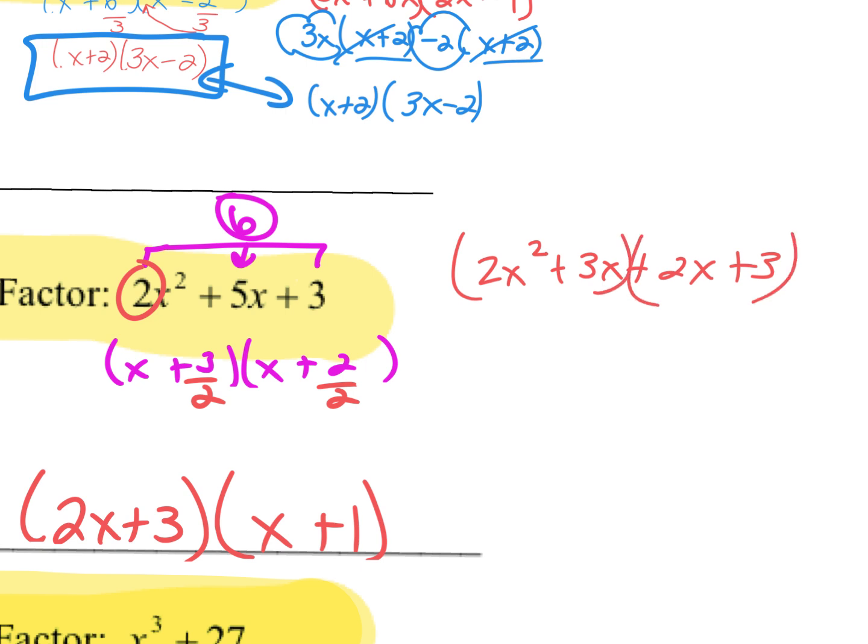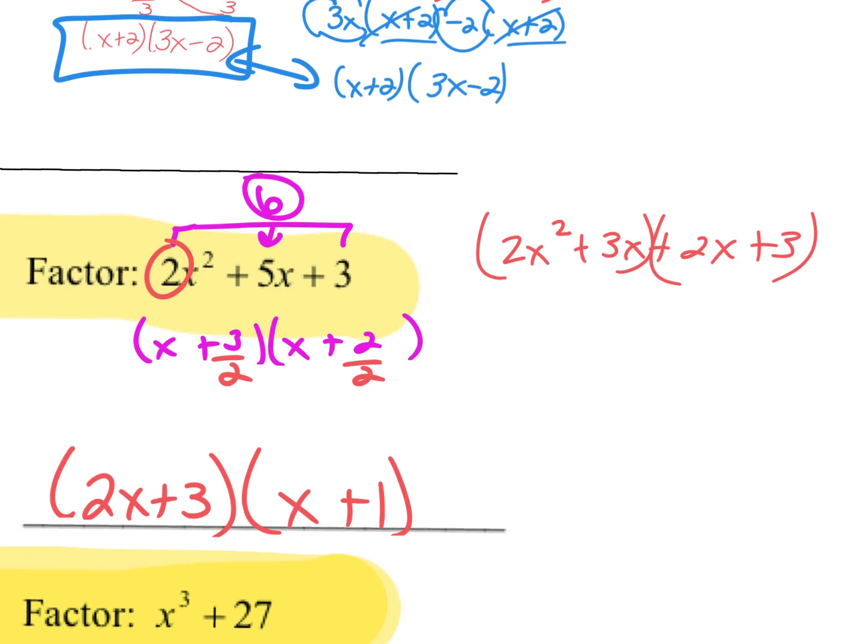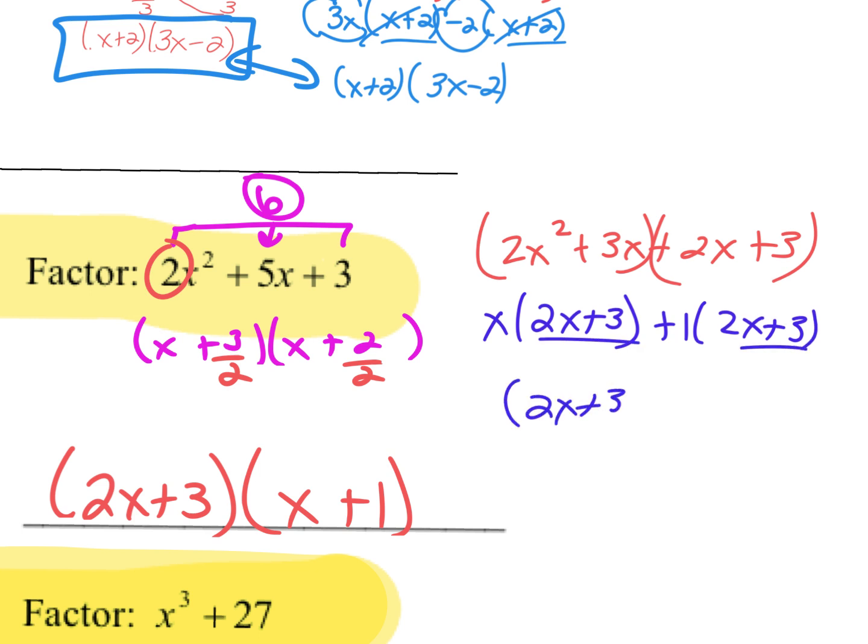Take out the GCF. What can you take out of 2x squared and 3x? X. So we're left with 2x plus 3. What can we take out of 2x plus 3? What can I divide out? A positive 1. So here's your new GCF right there. 2x plus 3. And then the leftover gets its own parenthesis.